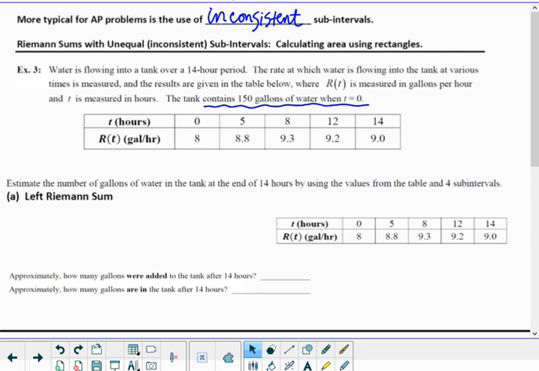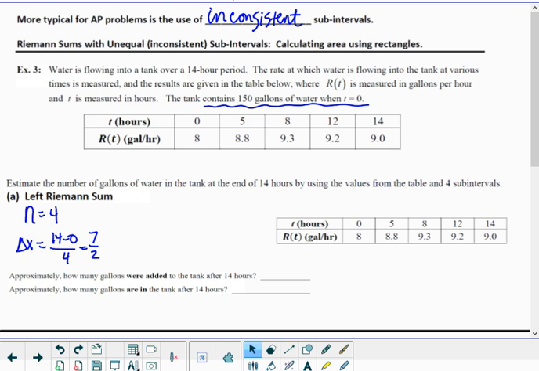All right, estimate the number of gallons of water in the tank at the end of 14 hours by using the values in the table and, once again, 4 subintervals. So I know my n value is 4, but since it's not consistent, I'm not going to go b minus a divided by 4 and come up with, what, 7/2, 3.5 units.